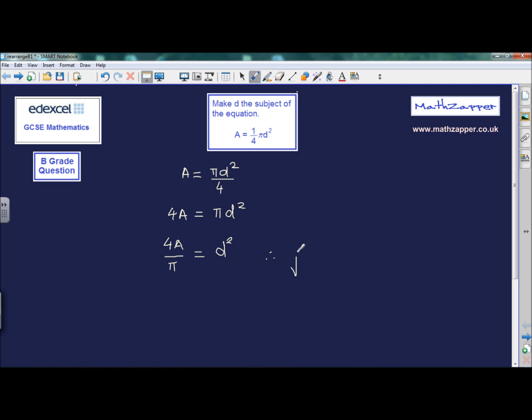So the square root of 4A all divided by pi is equal to the square root of d squared, which is d. And there we are, we've made d the subject of the formula.